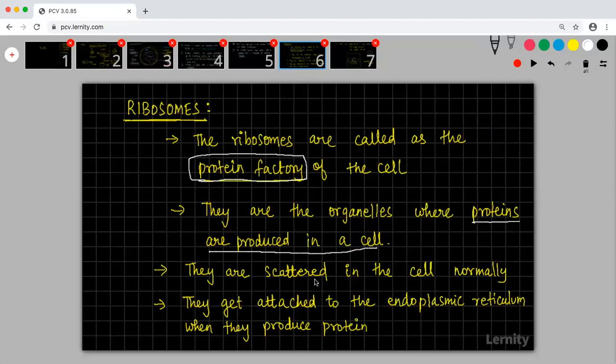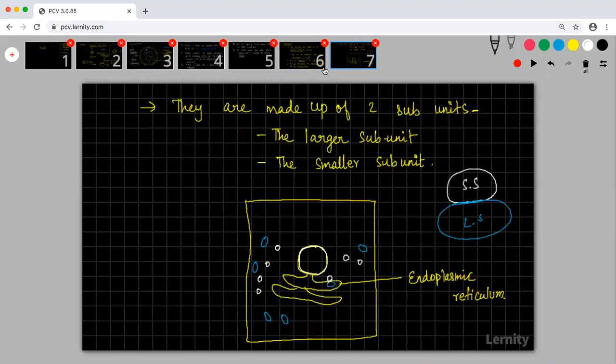Okay, so they are all scattered in the cell normally. Where are they present? They are all scattered. Who are they? The ribosomes are scattered. They get attached to what? The endoplasmic reticulum, when they produce a protein. Whenever they want to produce a protein, they will attach to the endoplasmic reticulum. Okay. The ribosomes are made up of two subunits. What are they? The larger subunit and the smaller subunit. Are we able to understand?